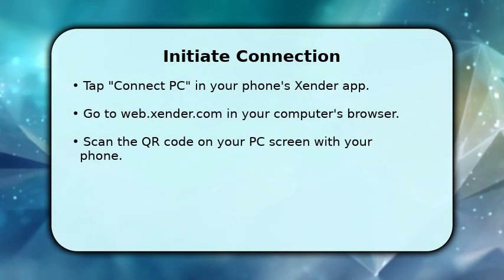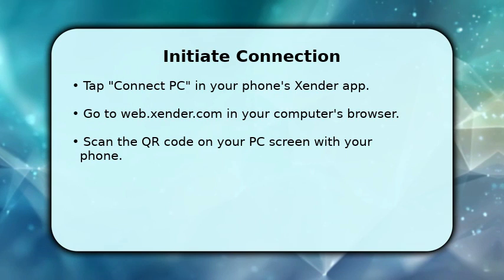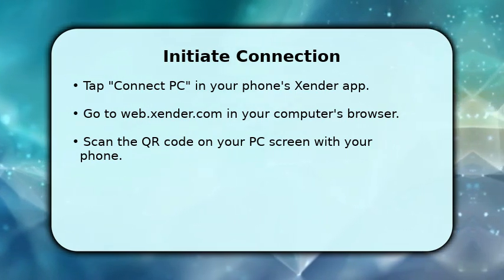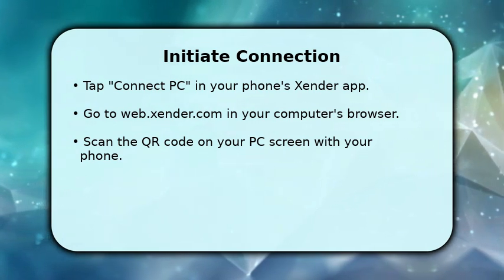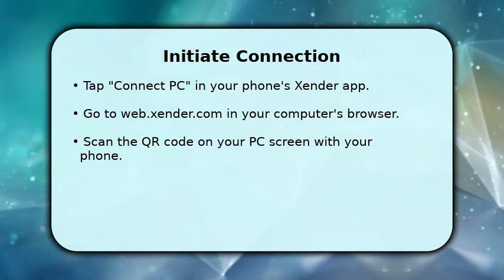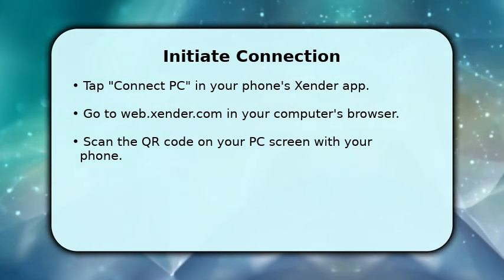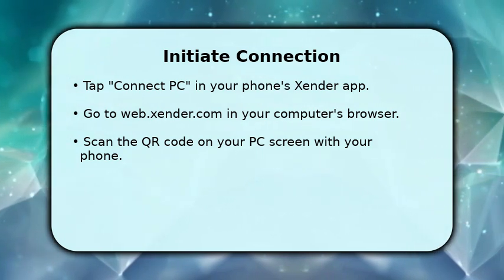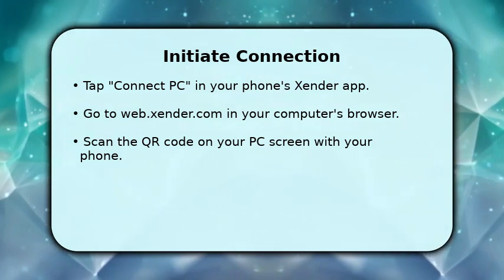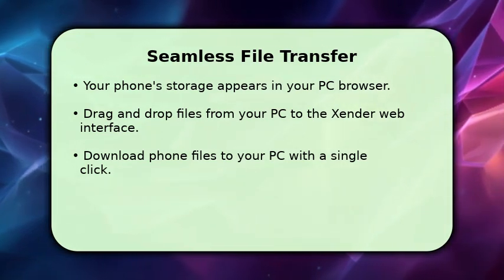Now, let's establish the connection. On your phone, within the Xender app, locate and tap the Connect PC option. Simultaneously, on your computer, open your web browser and navigate to web.xender.com. You will see a unique QR code displayed on your computer screen. Use your phone's camera to scan this QR code, and the connection should be established almost instantly, typically within a few seconds. With the connection active, you can now easily transfer files.